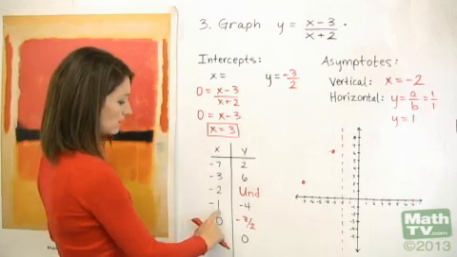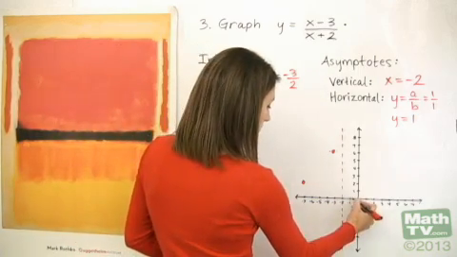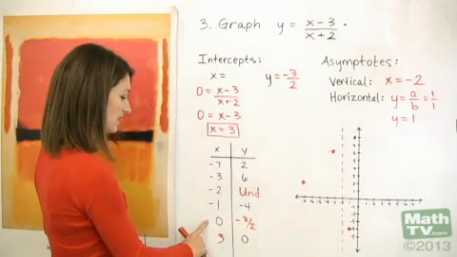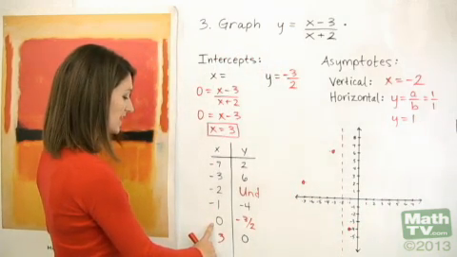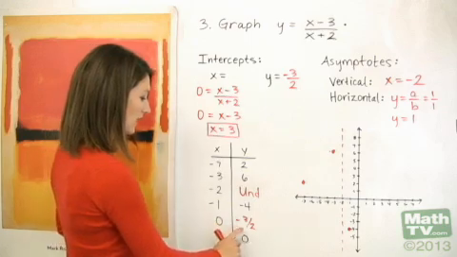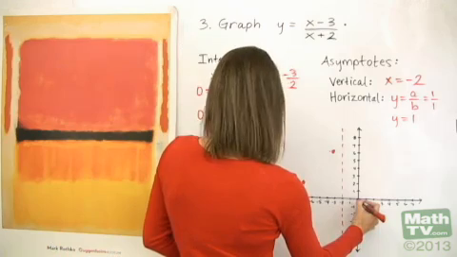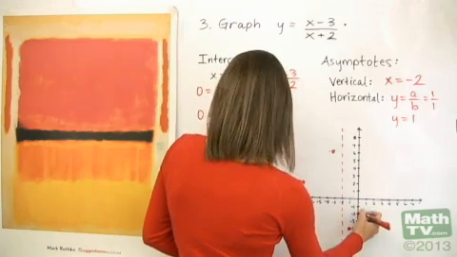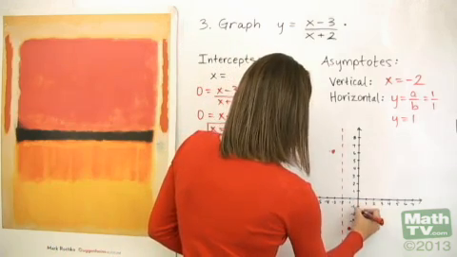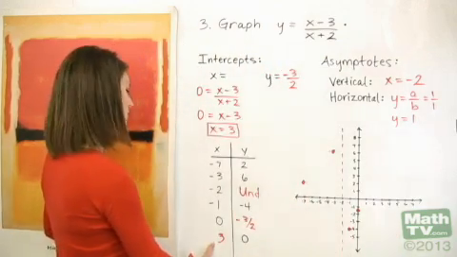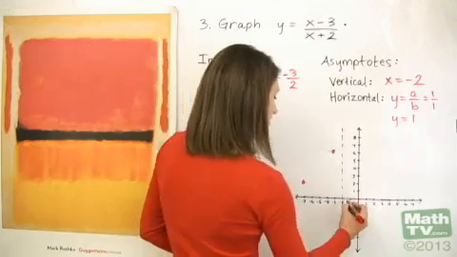Moving on, at negative 1, negative 4, we'll plot that here. Then our y-intercept at 0 and negative 3 halves. So we have 0, negative 3 halves goes here. And then our last point from our table is our x-intercept at 3, 0.